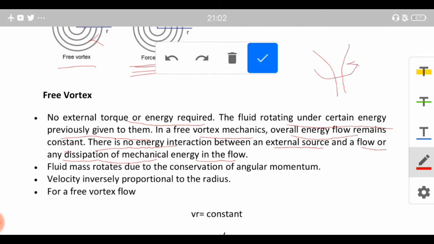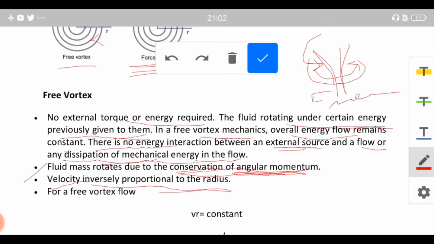You will find the vortex occurring naturally, and the fluid rotates under the certain energy previously given to them. So previously it will be given, actually they do need some energy, and once the previously given energy is there in the vortex, the vortex motion will be continuing almost forever, and therefore they are known as the free vortex. And between an external source and a flow or any dissipation of mechanical energy in the flow, the fluid mass rotates due to the conservation of angular momentum. So the angular momentum is conserved and hence the fluid rotates, and the velocity is inversely proportional to the radius.